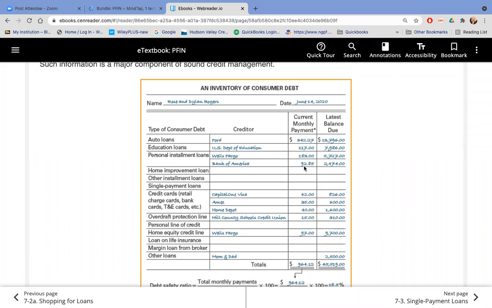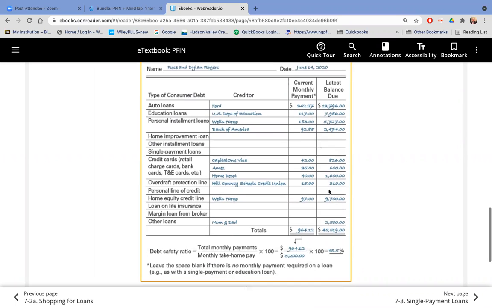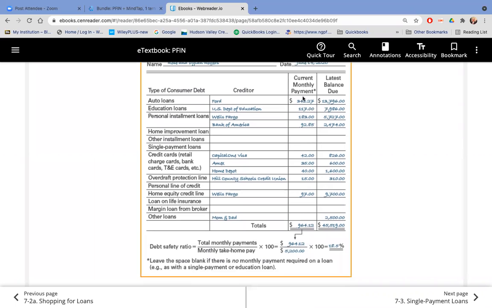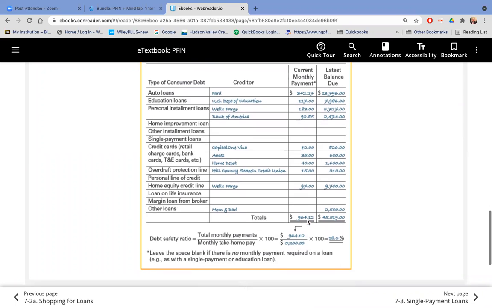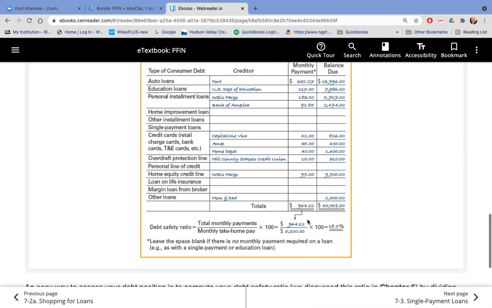What their monthly payment is is listed in the right column. And then the far right column is the balance on the loan. And this is important because that current monthly payment for those loans, with the exception of a mortgage, as you see, is not on here. This is the number that's used in the debt safety ratio.